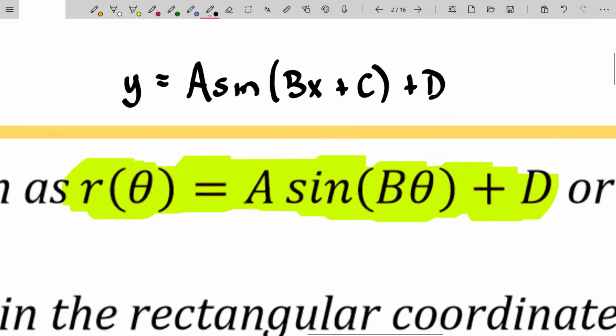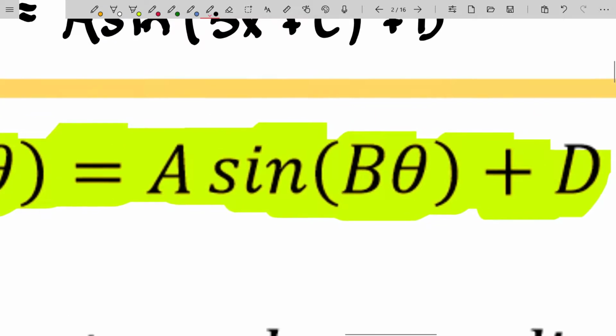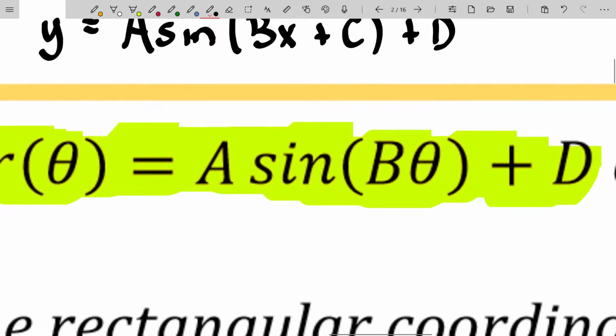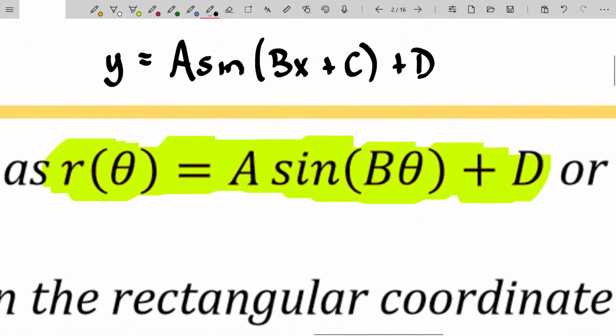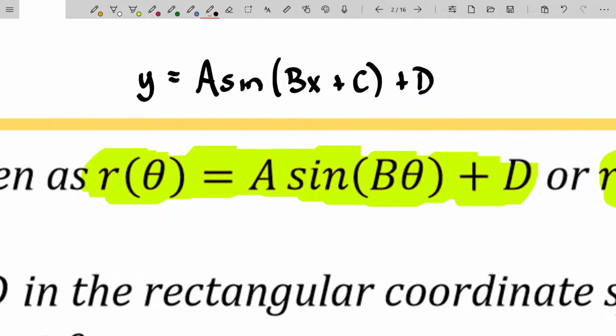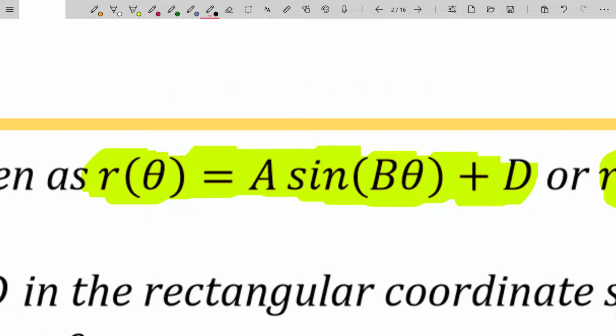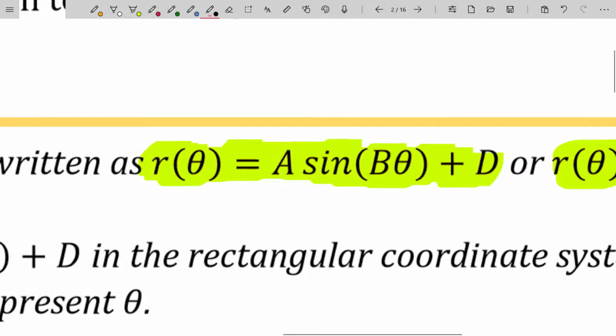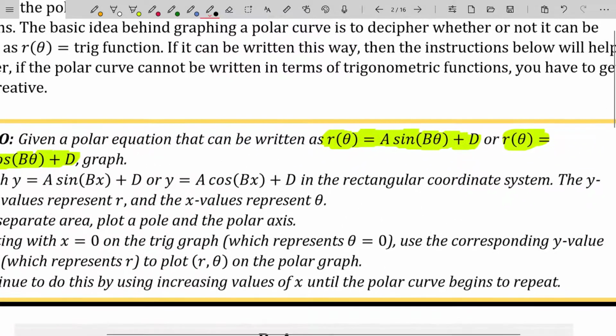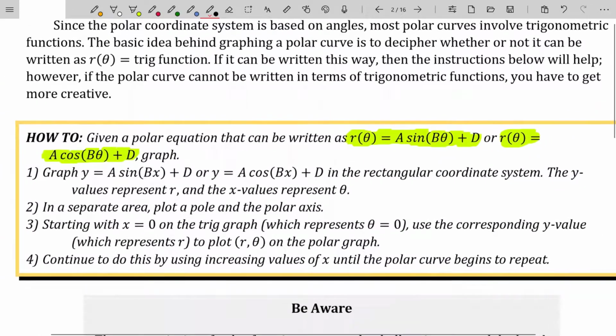So in this case, you could still say the period of this is 2 pi over b, the amplitude is the absolute value of a, and the vertical shift would be d. If you were graphing in the Cartesian coordinate system, that would be the case. But we're not graphing in the Cartesian coordinate system, we're graphing in the polar coordinate system. So the graph is going to look significantly different. Not just slightly, but significantly.